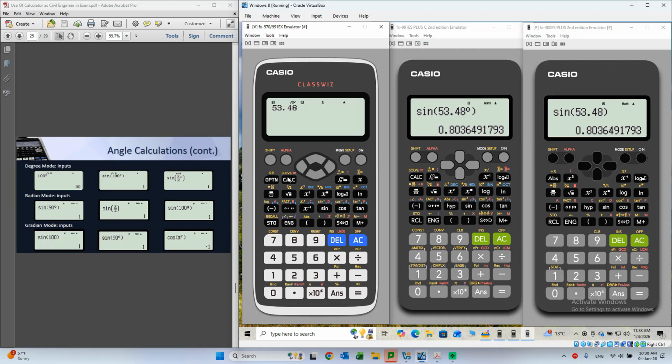Recall. No, they shifted it inside the engineering symbol. I have it here. Still cannot find where those symbols are. Okay, options. I found it. That's where the angle unit option basically is.